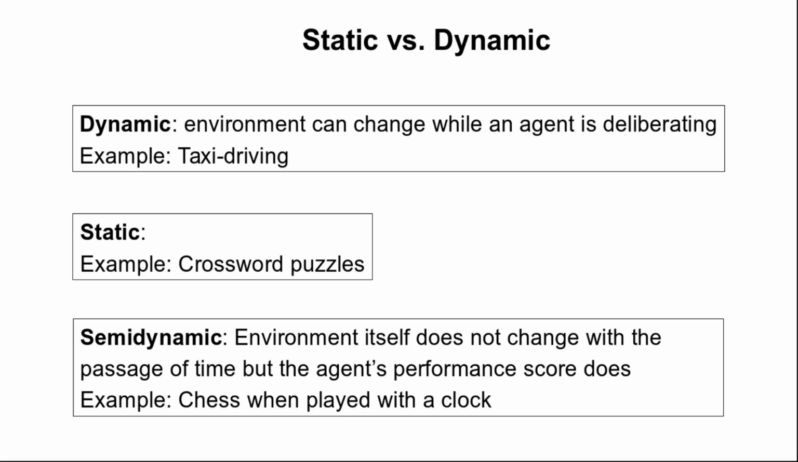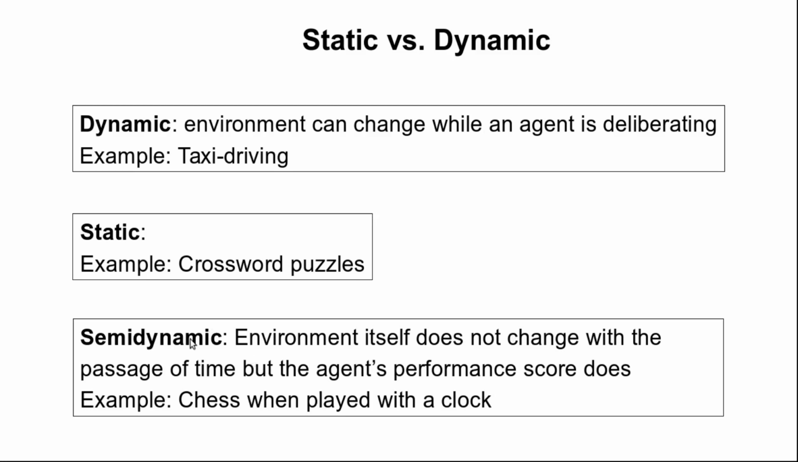An example of a static environment is the crossword puzzle. When the agent is deliberating about the next action, it is thinking about what would be the next word to put into the puzzle, and the state of the board will not change when the agent is thinking about the next word. So it's a static environment. Whereas taxi driving is dynamic, because while I am thinking of what action I should take, during that time the state of the traffic is changing. So it's a dynamic environment.